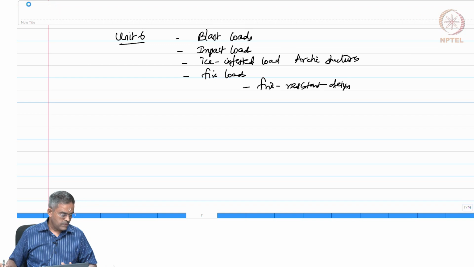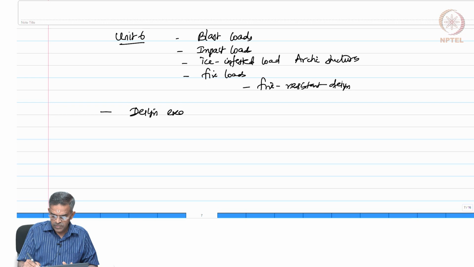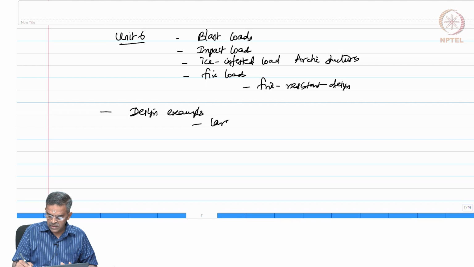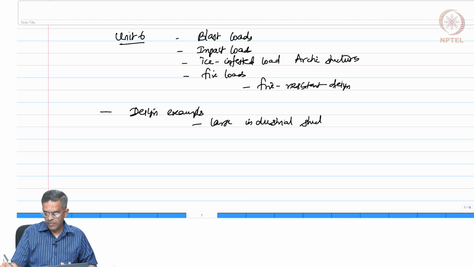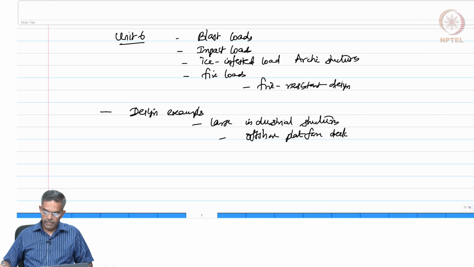We will also deal with design examples of large industrial structures, offshore platforms, and other special elements.